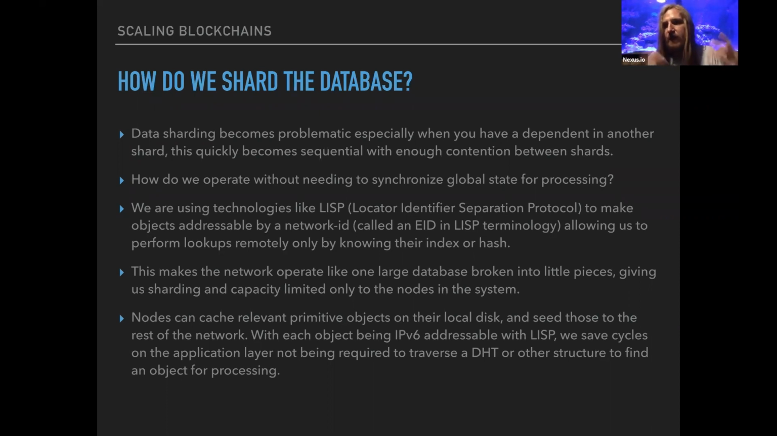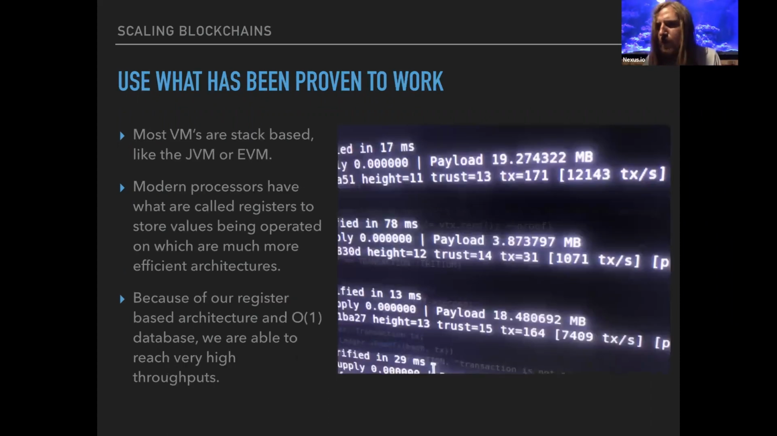The reason we have to synchronize is because everything's locally bound, the computing. But as we start adding out these different sharded parallels, then we open up a lot of really unique new opportunities. So use what's been proven to work, okay? Most virtual machines are stack-based, like the Java virtual machine or the Ethereum virtual machine. Modern processors have what are called registers, and these store values being operated on, which are more efficient architectures. So we don't use stacks in computers. They're just like the old tape, those are slow. We use registers, and register lookups are order of one, they're constant time, right? And we're able to reach very, very high throughputs.